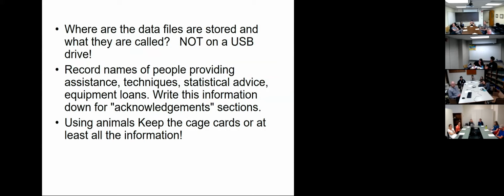Usually you do not store data on a USB drive. Okay, those are known to fail. You can transfer with the USB drive, but have it saved someplace as well.